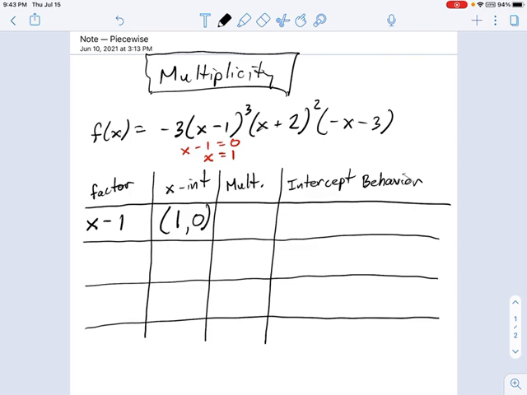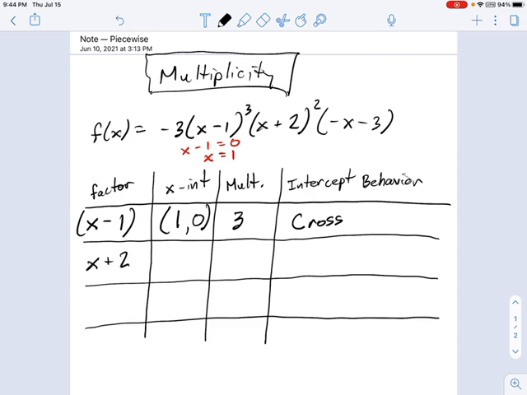Now the multiplicity on this factor of x minus 1, take a look at the exponent. It was 3, right? So that is the multiplicity, which means if I were to write this out without exponents, I would have 3 factors of x minus 1. X minus 1 times x minus 1 times x minus 1. It would be 3 times. Now, a 3 is an odd number. Okay, so this odd number right here is going to lead us to the conclusion that the intercept behavior is crossing. It's going to cross the x-axis at x equals 1. Let's keep going, and I'll show you what these mean when we get to the graph.